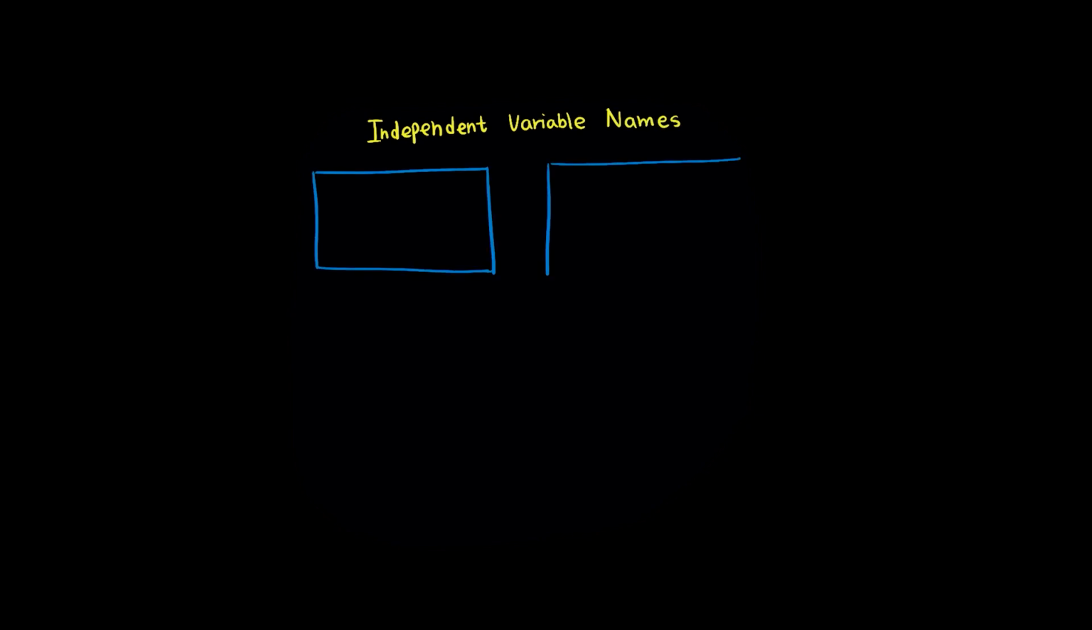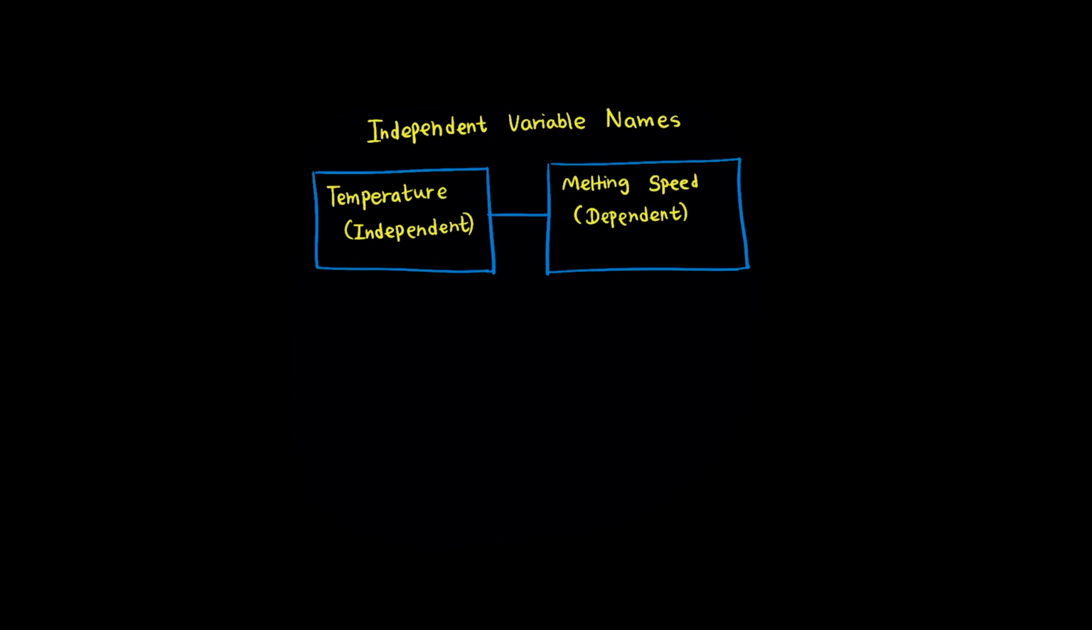Time to clarify variable terminology in quantitative analysis. The independent variable goes by another name, the explanatory variable, because it explains what causes changes in the other variable. Think of a simple experiment. You adjust room temperature and measure how fast ice melts. Temperature is your independent variable. You control it, you manipulate it. It explains why melting speed changes.